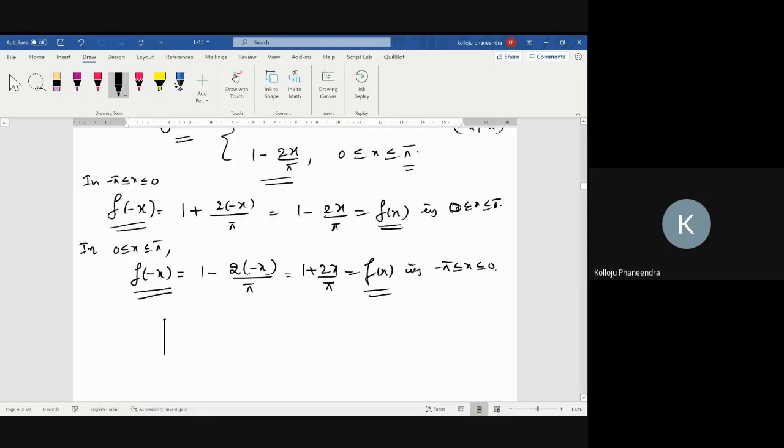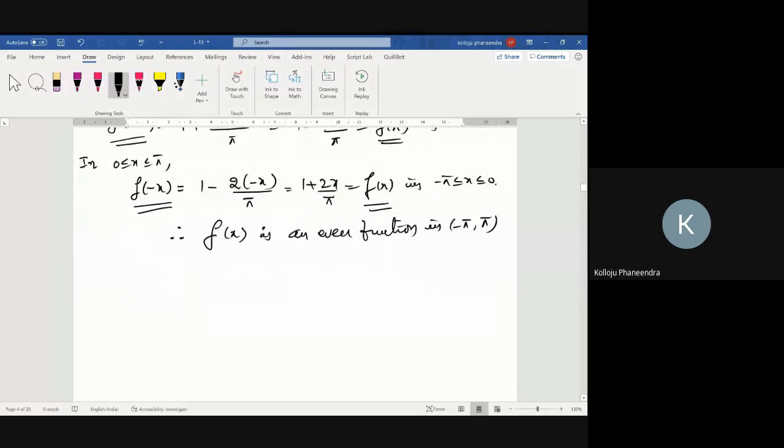Therefore, f of x is an even function in minus pi to pi. Always remember, don't check in 0 to pi. The even and odd function concept is only in minus pi to pi. Since it is an even function, which coefficient is 0?